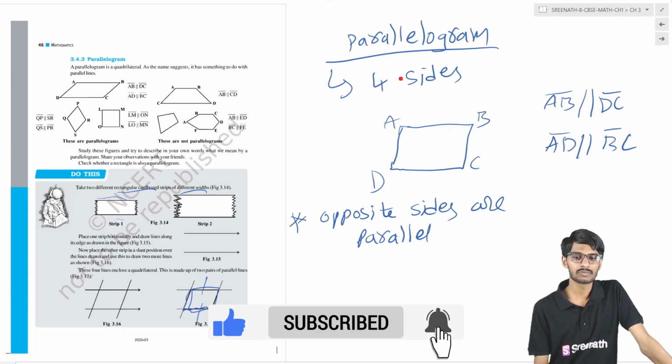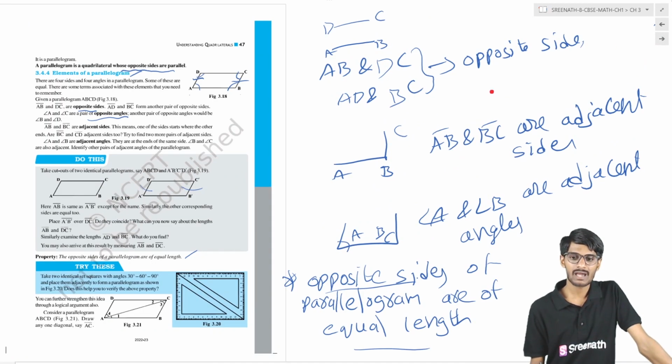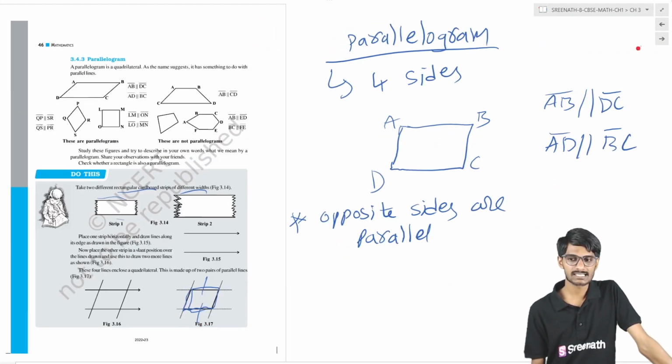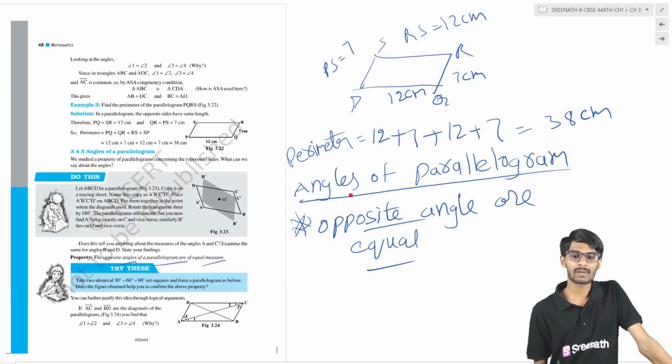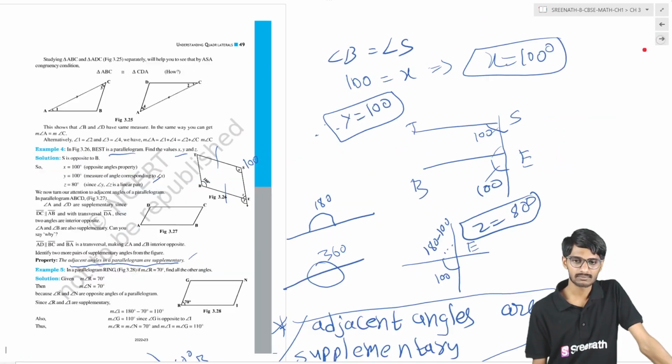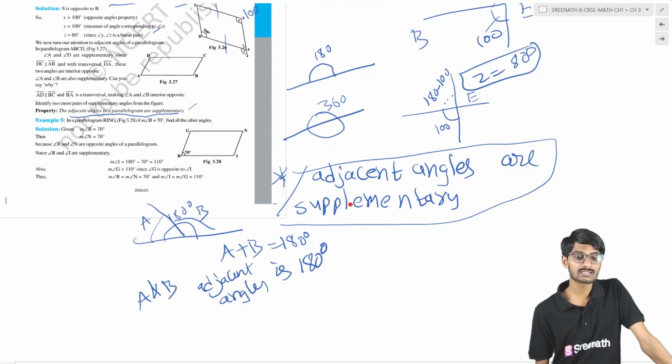Next thing is the parallelogram. In a parallelogram, opposite sides are parallel. Opposite sides are equal also. In a parallelogram, opposite angles are also equal. In a parallelogram, adjacent angles are supplementary. Adjacent angles of a parallelogram are supplementary.